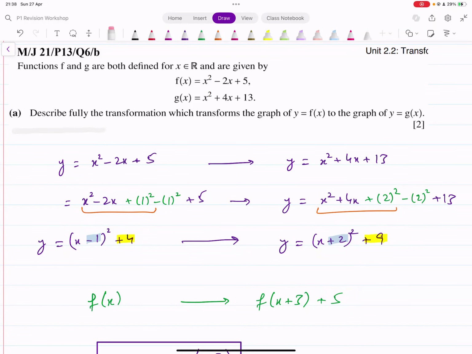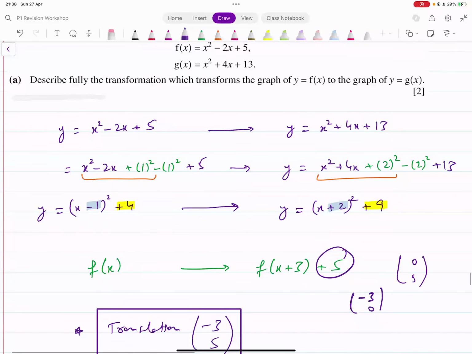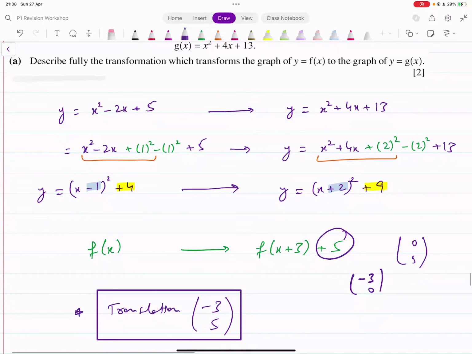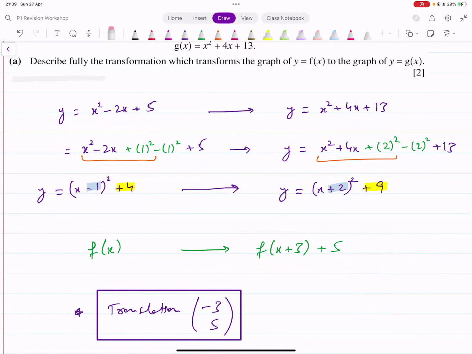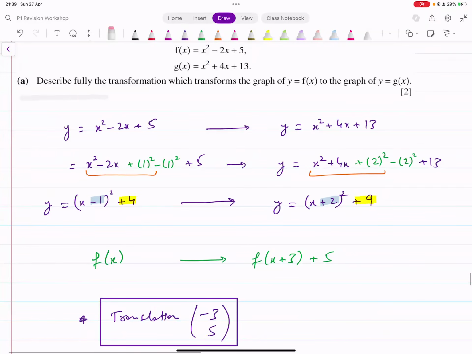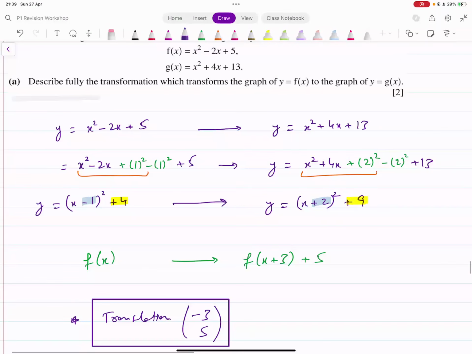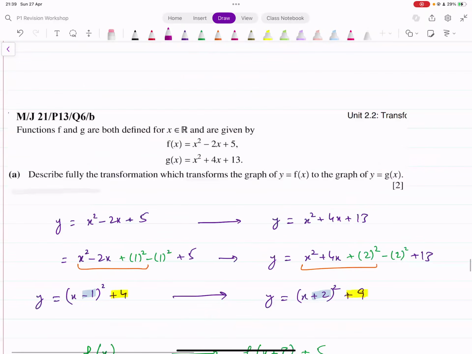What transformation is that? You have to describe this transformation. Plus 5 means the vertical translation, 0, 5. Plus 3 means it's a horizontal translation, minus 3, 0. When you combine them, it becomes minus 3, 5. That's the transformation that you've got. It's a translation, minus 3, 5. It's very difficult to spot directly from this unless you complete the square first. So when you have a quadratic function and you have to identify the transformations, complete the square first, and that will help you understand that better.